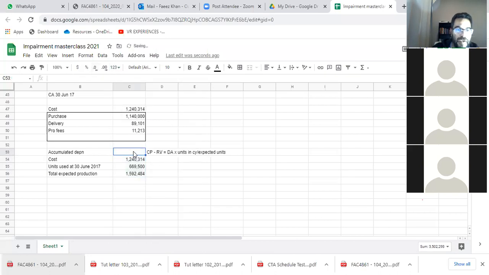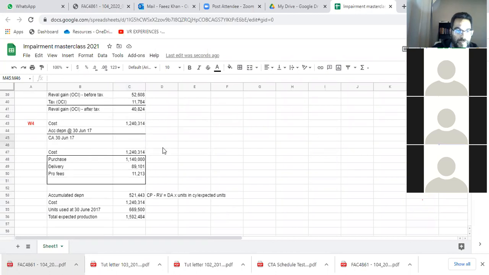So remember, depreciable amount equals cost price, which is no residual value. So I'm simply going to say cost price multiplied by that divided by that. Therefore, my accumulated depreciation is 521. Now I can say cost price minus accumulated depreciation gives me my carrying amount at 30th June 2017.